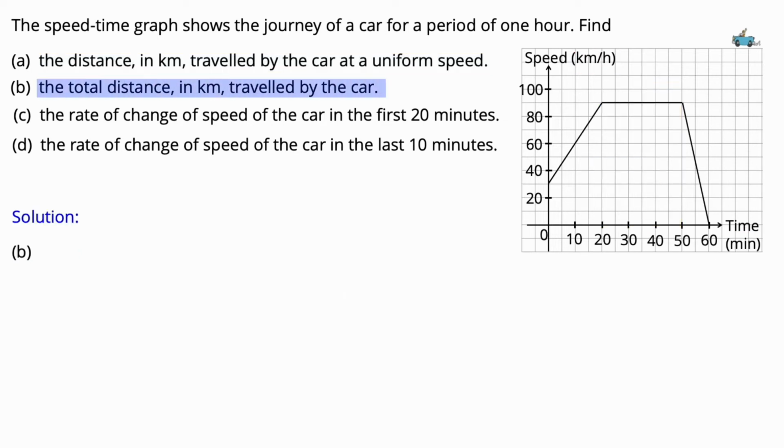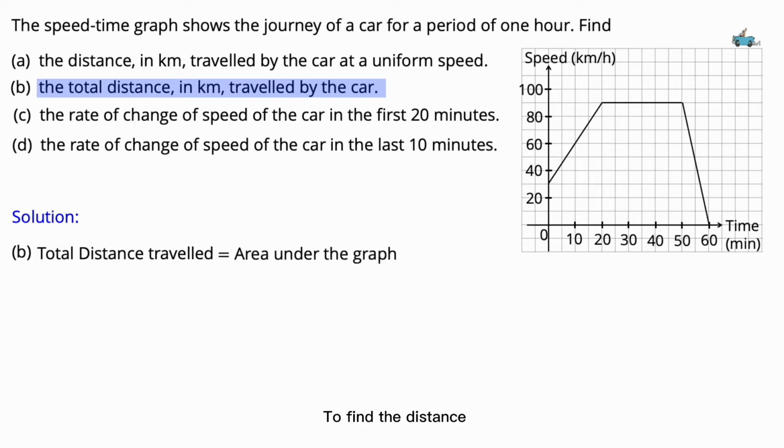B. Find the total distance in kilometers traveled by the car. The total distance traveled is the area under the graph. To find the distance, we divide the graph into a trapezium, rectangle, and triangle. Then find the area and add them.